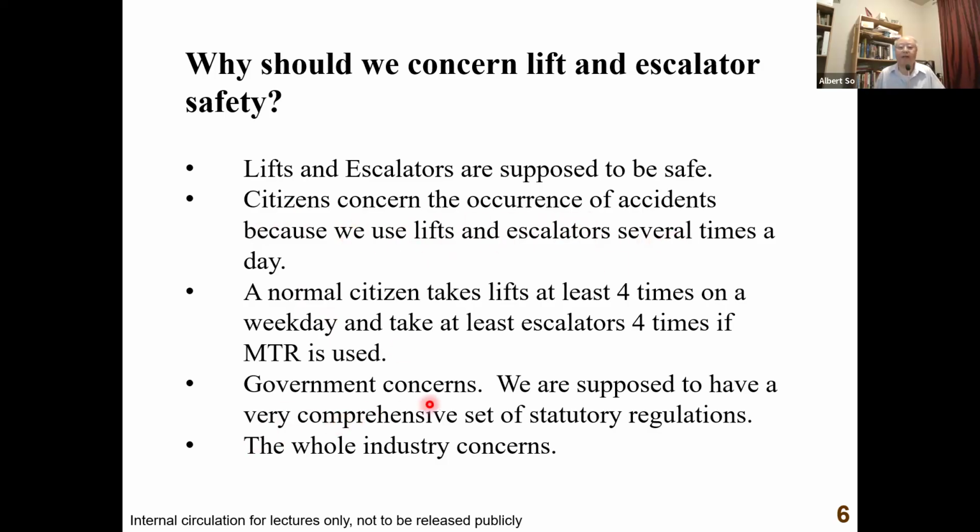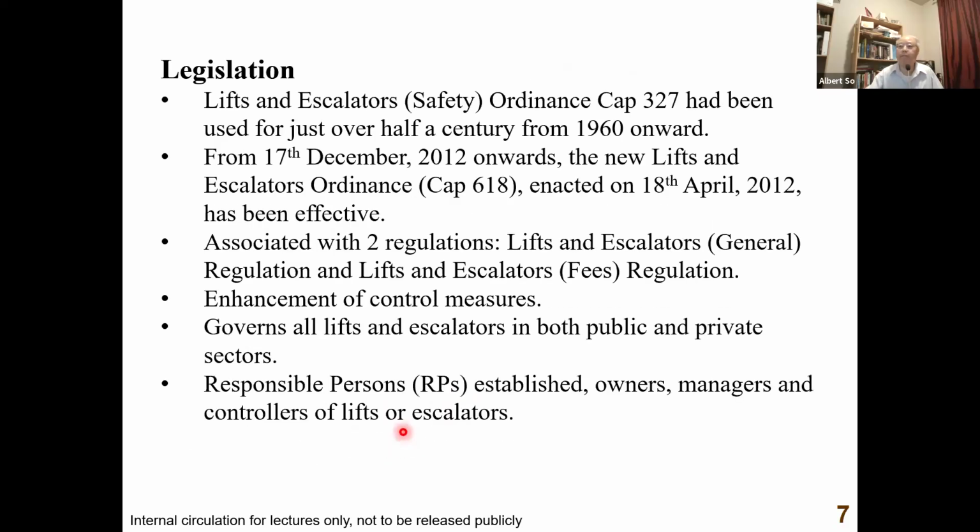And the government is concerned because it has a special division, the Lift and Escalator Safety Division of the EMSD, Electrical and Mechanical Services Department. So go to the EMSD website, and you can learn more about lift and escalator systems. When you are working on your coursework, you need to access the official website of EMSD. I think it's emsd.gov.hk, something like that, and then go into the lift and escalator part. There you can find many documents related to lift and escalator safety and the whole industry's concerns.